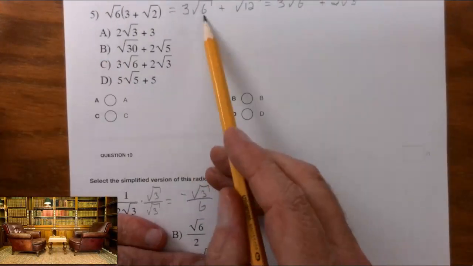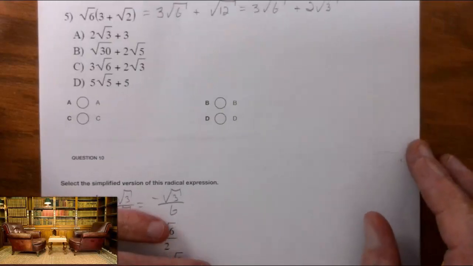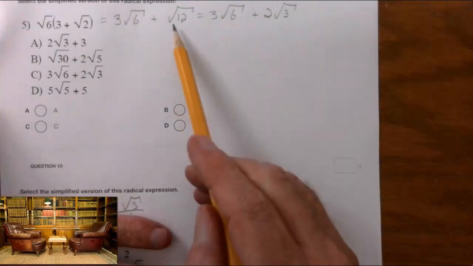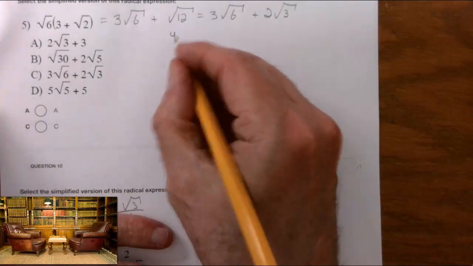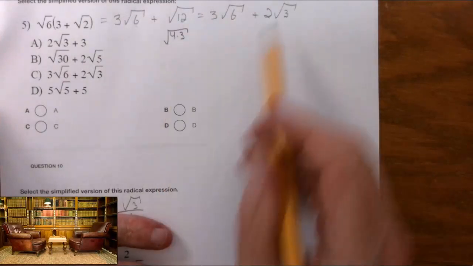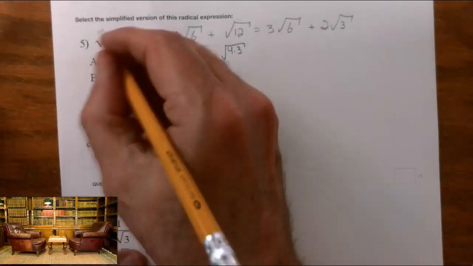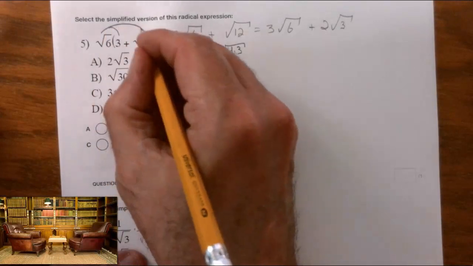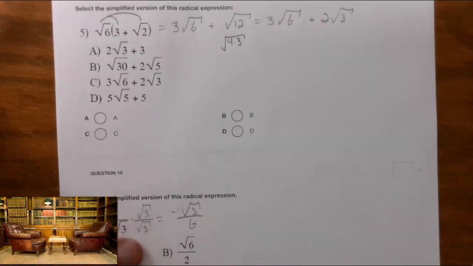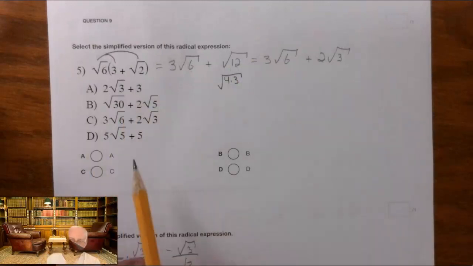All right, guys, the square root of 6 here, plus the square root of 12. The square root of 12 again is 4 times 3. Square root of 4 is 2. 2 times 3. That's it. And we're distributing here. Like that. That's where the 12 came from. 2 times 6.